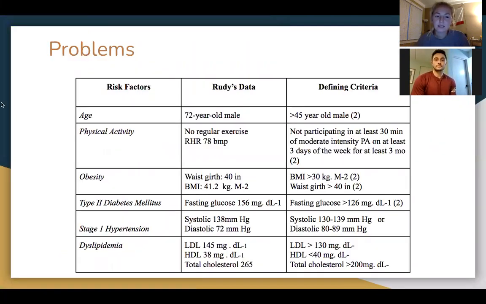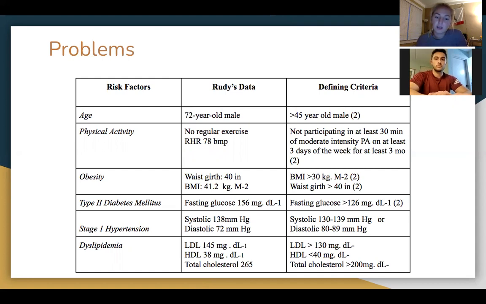So first we assess the problems with our patient based off of his blood panel. Some risk factors are age, physical activity, obesity, type 2 diabetes, stage 1 hypertension, and dyslipidemia. Our patient is 72 years old, so age is a factor. He has no regular physical activity or exercise, and his resting heart rate is 78 beats per minute. He is classified as obese.